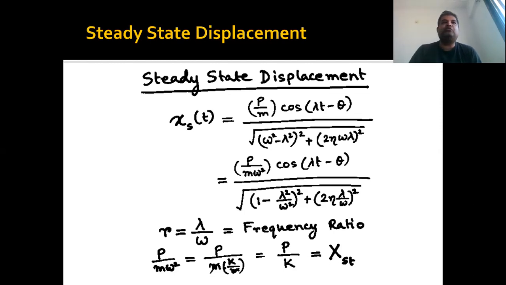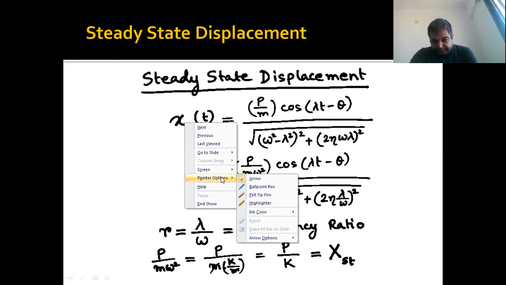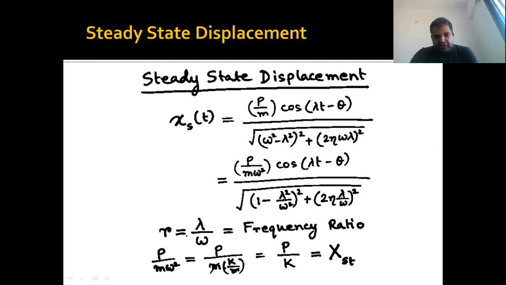Now I'm defining one more frequency, or one more definition. That definition is nothing but the ratio of the operating or exciting frequency to the natural frequency of the vibrating system, right? So I am talking about this particular relation. I am denoting this ratio by a small r. This small r is the ratio of the operating or exciting frequency, which we have said is lambda, to the natural frequency of the vibration.